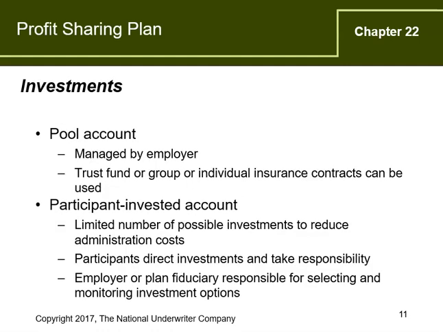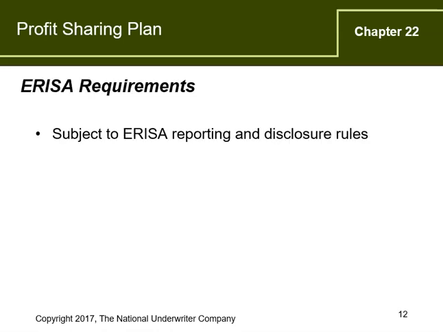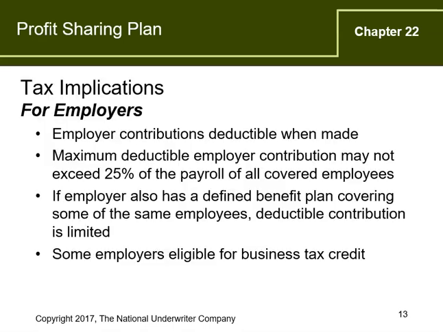The investments: a pooled account managed by the employer, or a trust fund, or group or individual insurance contracts can be used. Participant-invested accounts: there are a limited number of possible investments to reduce administration costs. Participants direct investments and take responsibility. The employer or plan fiduciary is responsible for selecting and monitoring investment options. ERISA requirements: subject to ERISA reporting and disclosure rules.